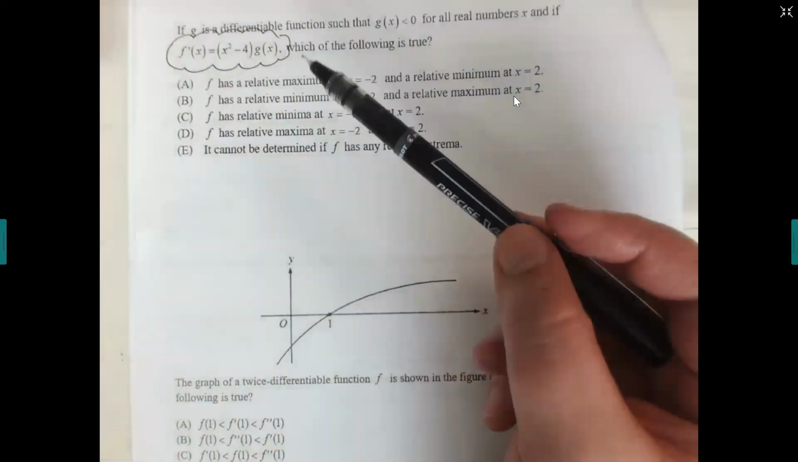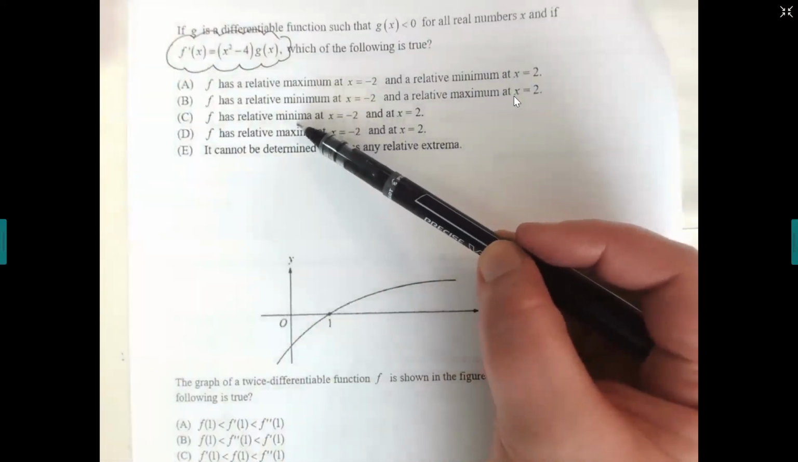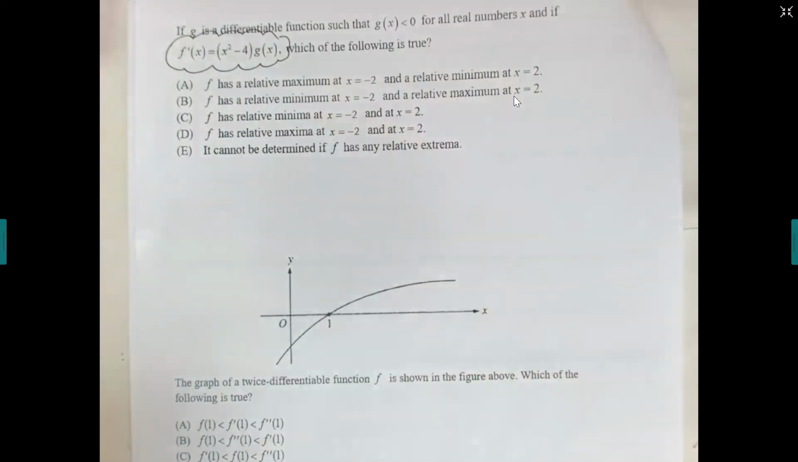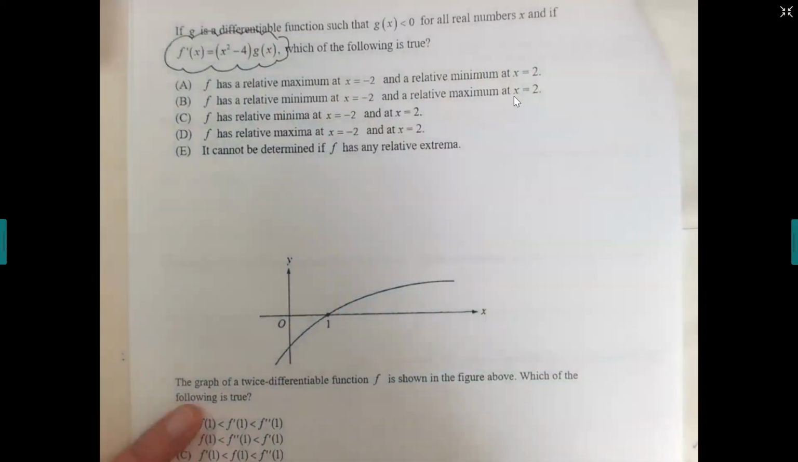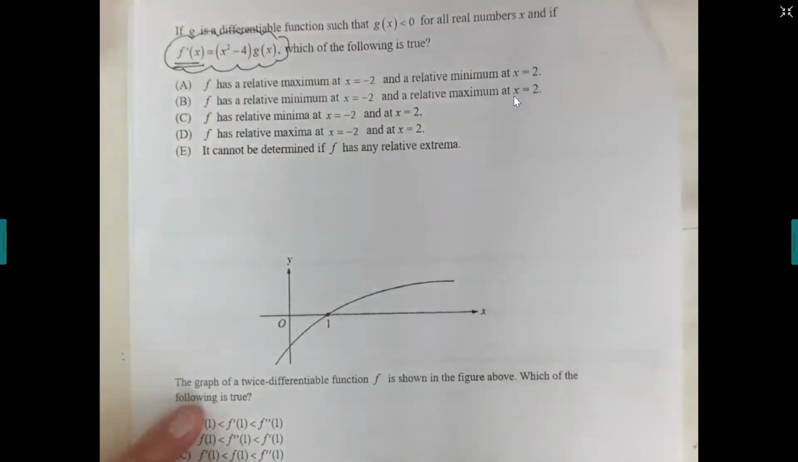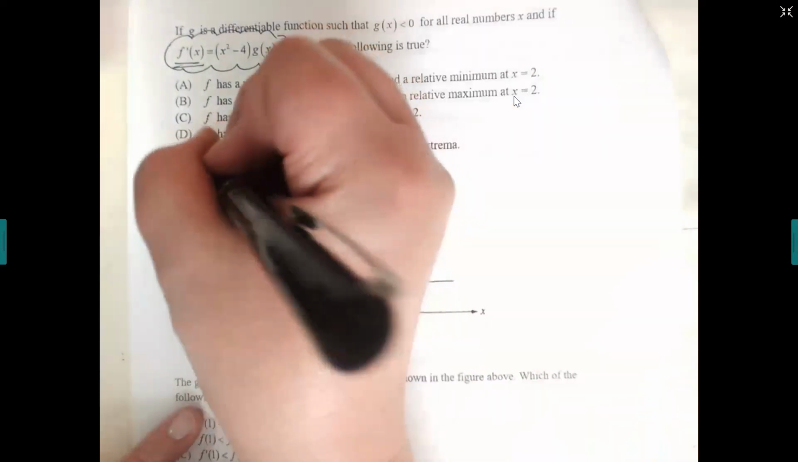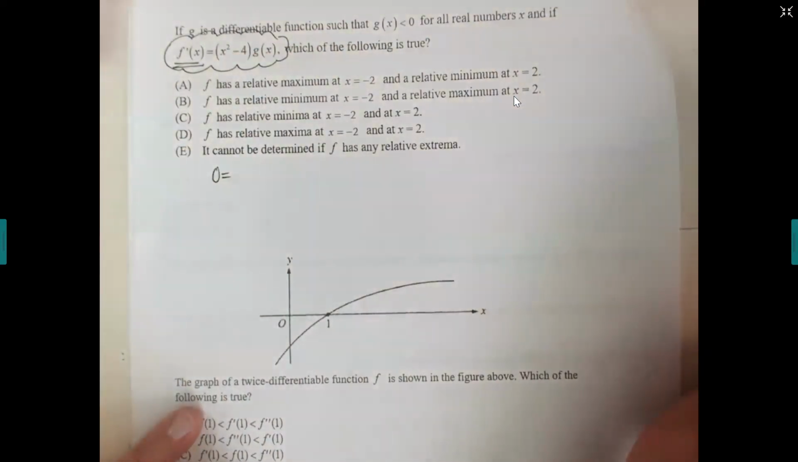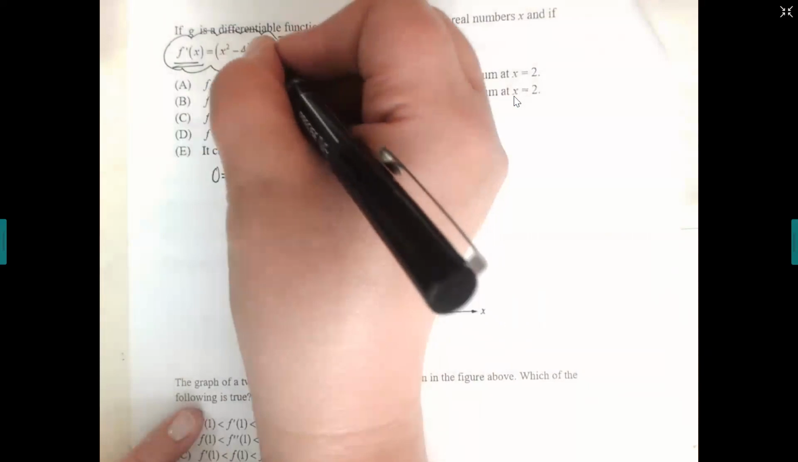So we have lots of stuff about relative maxes, relative mins. What type of derivative tests are we doing? Second, first. First, and do we need to take the derivative? No, because what did they already give us? The derivative. So then I just take that and set it equal to 0. Very good. So I'll have 0 equals x squared minus 4 times g of x.